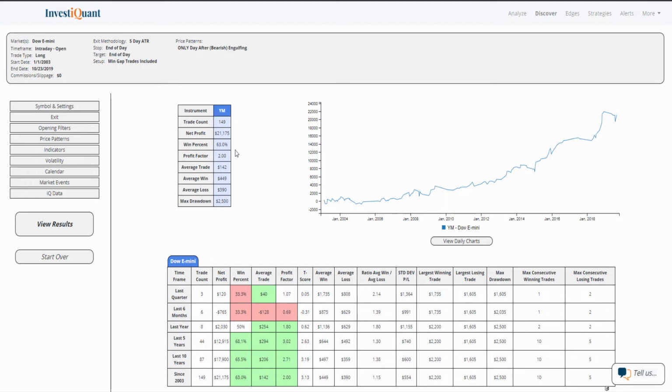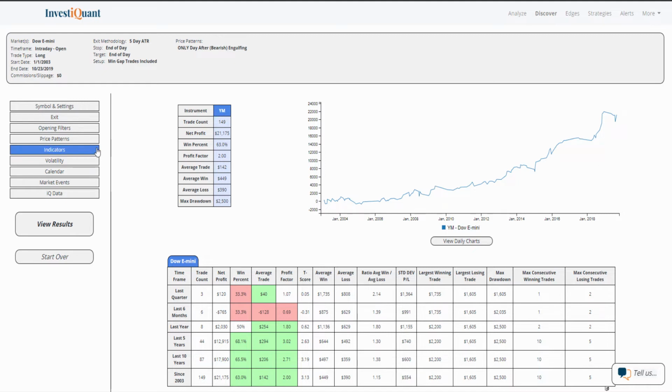63% of these are closing above the open. The equity curve is quite smooth. Good amount of samples there overall going back towards 2003, but this was quite strong, so I thought I would share this with you and show you a couple different things based on it.